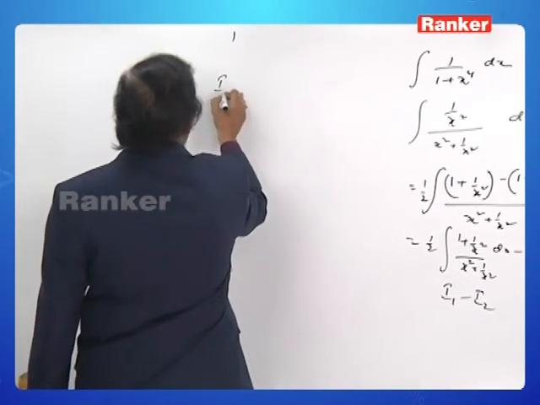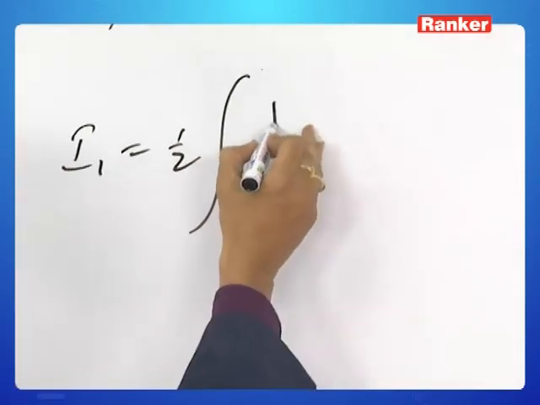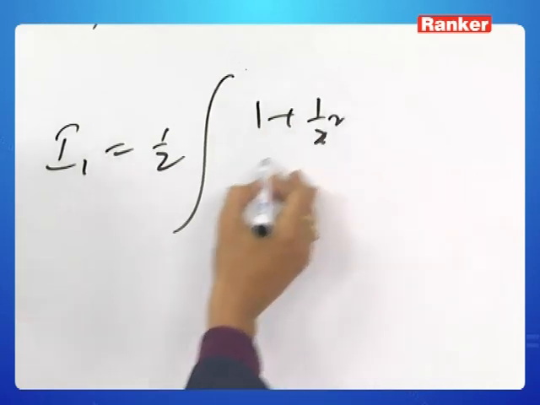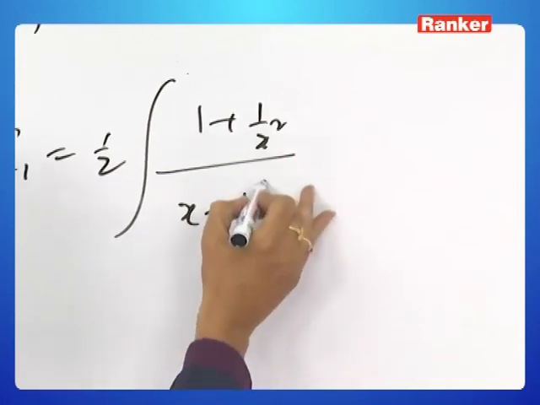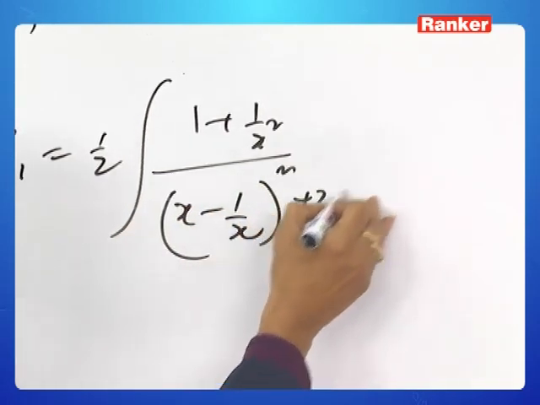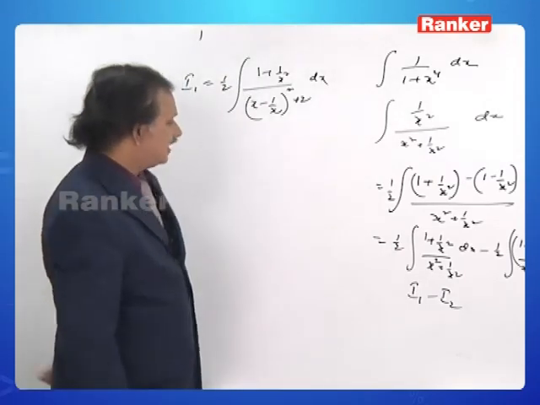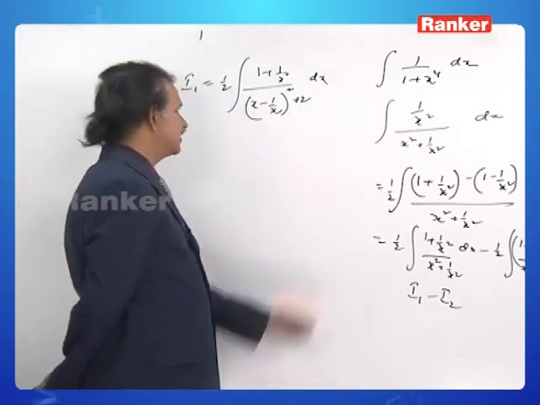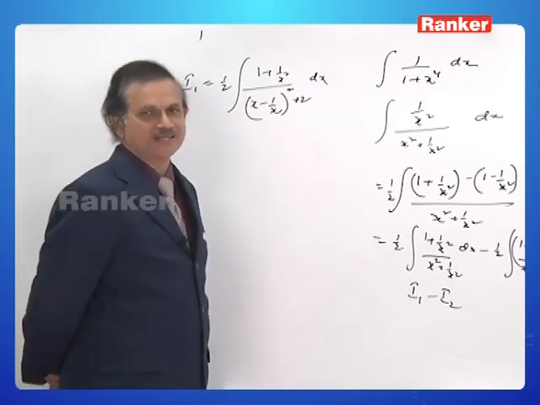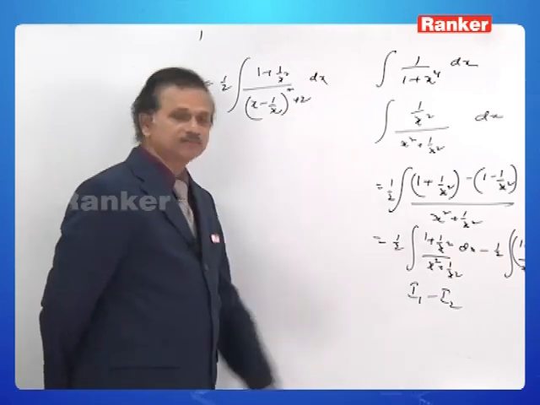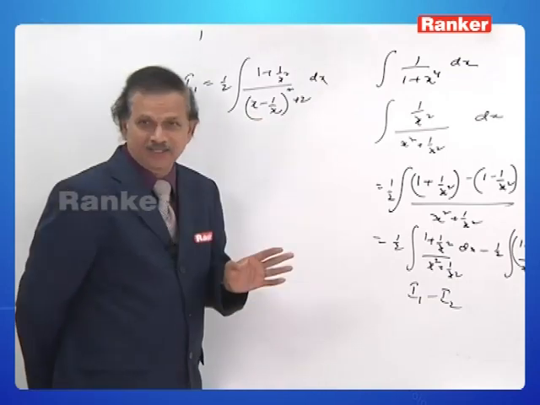What is I1? It can be written as half into 1 plus 1 by x square by x minus 1 by x whole square plus 2. You please observe. What is x minus 1 by x whole square? x square plus 1 by x square minus 2. Plus 2 is there. Why should I write like this only?